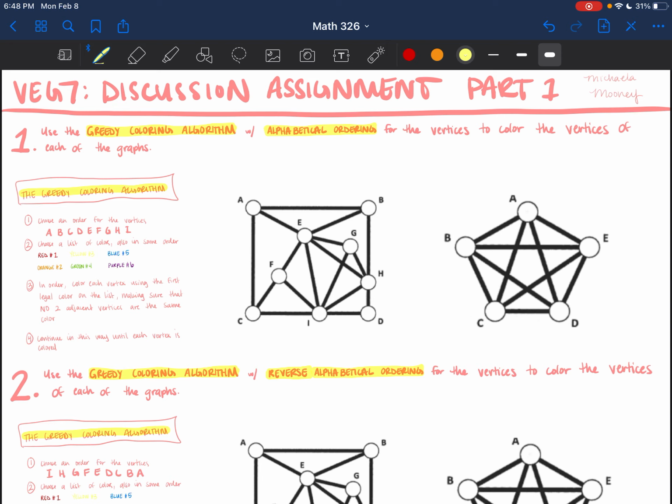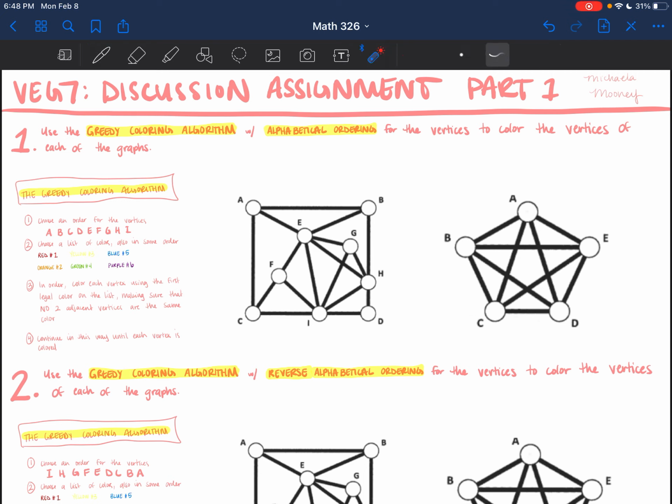And today we are going to use the greedy coloring algorithm for coloring vertices of graphs. And let's just jump straight into it with question number 1. Question 1, we are going to use the greedy coloring algorithm with alphabetical ordering for the vertices to color the vertices of each of the graphs.